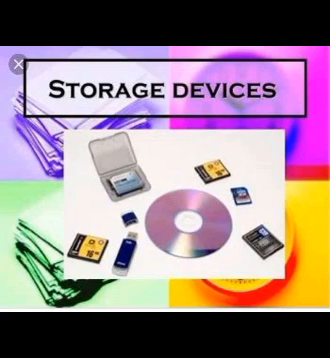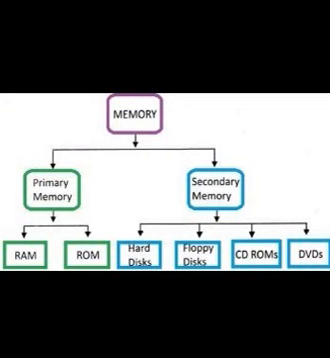In the previous class, what did we learn? Do you remember? Yes, we learned about storage devices. So, what is the use of storage devices? A storage device is used to store information permanently or temporarily. Do you know how many types of storage there are? Yes, storage has two types, primary memory and secondary memory. Primary memory has two types, RAM and ROM. Secondary memory has many types: hard disk, floppy disk, CD-ROM, DVD, pen drive and memory card.